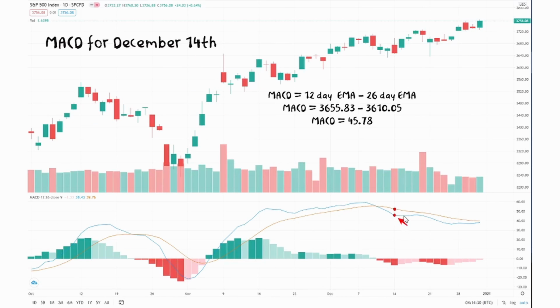And finally, to get the value for December the 14th on the MACD line, we're going to subtract the 26-day EMA for December the 14th from the 12-day EMA for December the 14th, so the last two numbers that we calculated. That's going to be $3,655.83 minus $3,610.05, and the value is going to be $45.78, which is this point here on the MACD line.